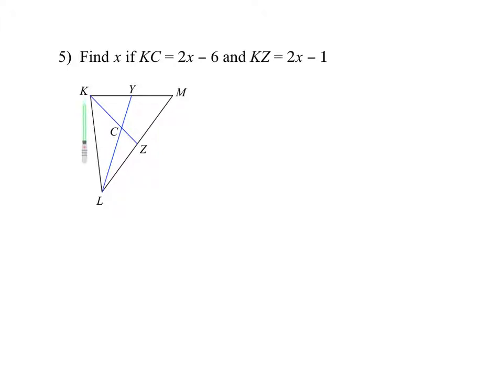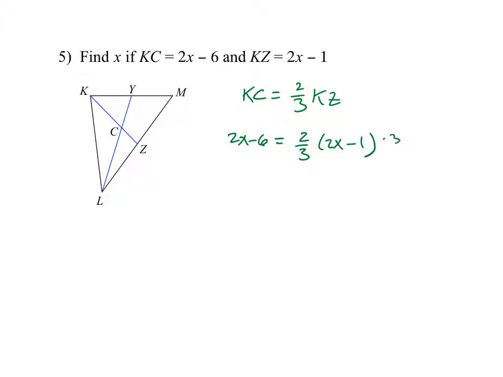Okay, so now I have that KC equals 2x minus 6. I have that KZ equals 2x minus 1. So again, following the theorem, I know that KC equals 2/3 of KZ. So this part right here equals 2/3 of the whole segment. So in this case, I have 2x minus 6 equals 2/3 times 2x minus 1, right?